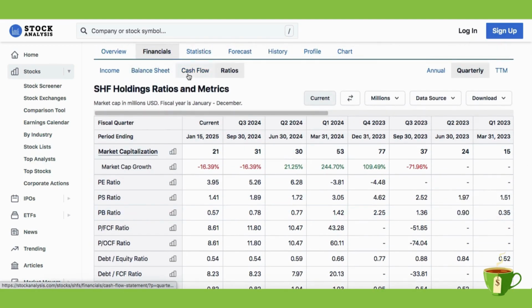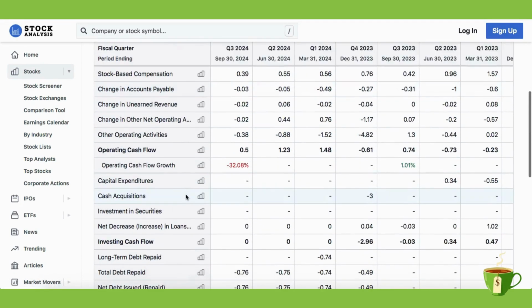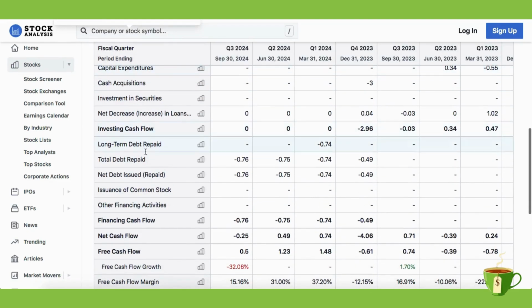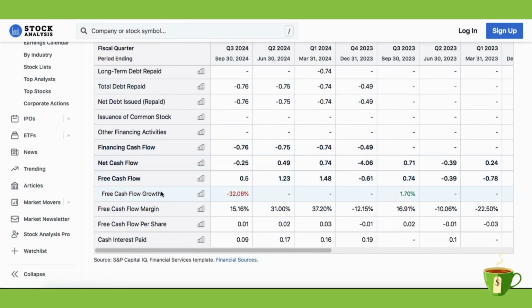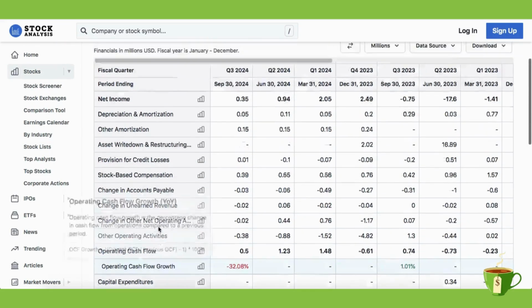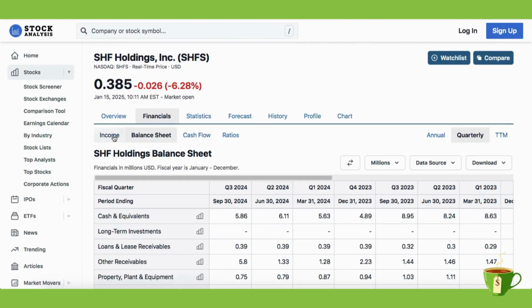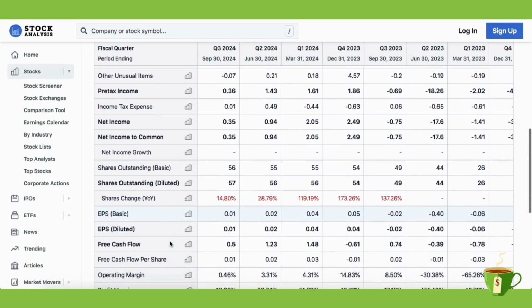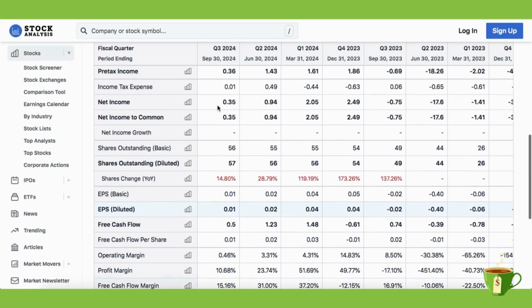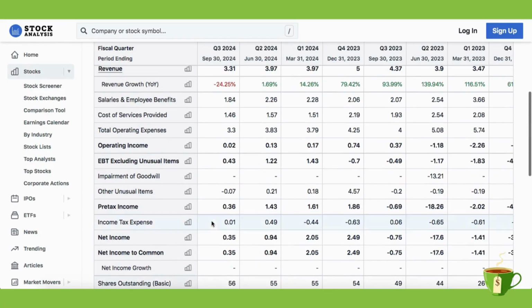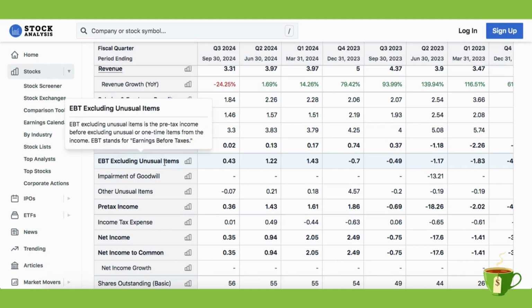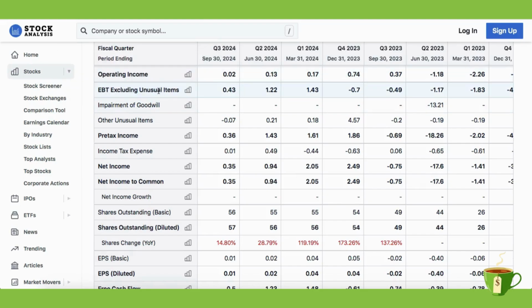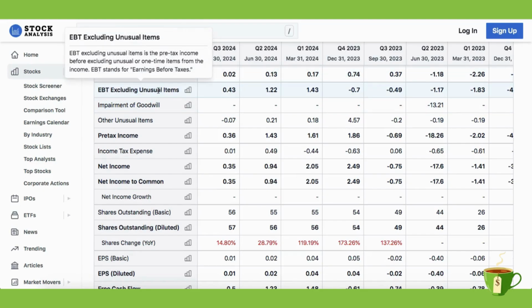Let's see about their operating cash flow. Okay. Let me look back at this income statement. Where's their EBITDA? Oh, and their earnings. I don't think they have earnings before. So I guess this is just all they have. They don't have the EBITDA. Earnings before taxes.